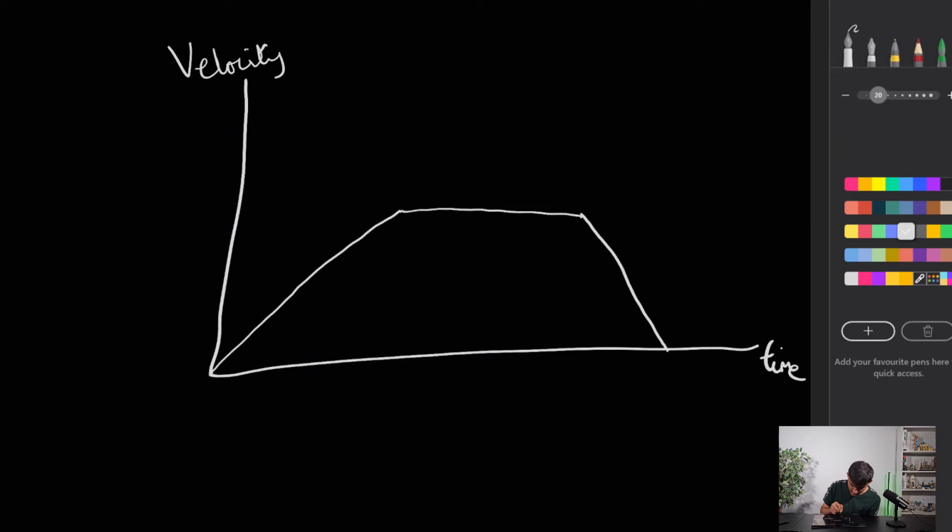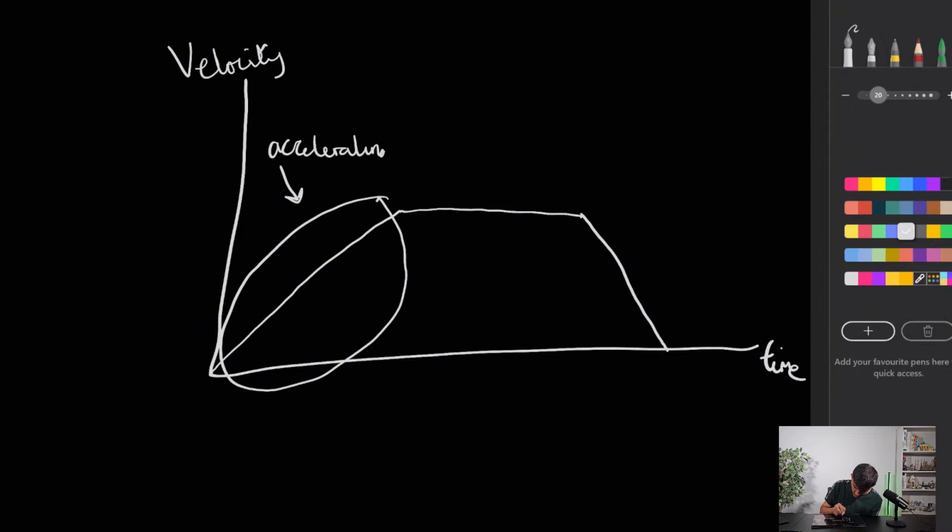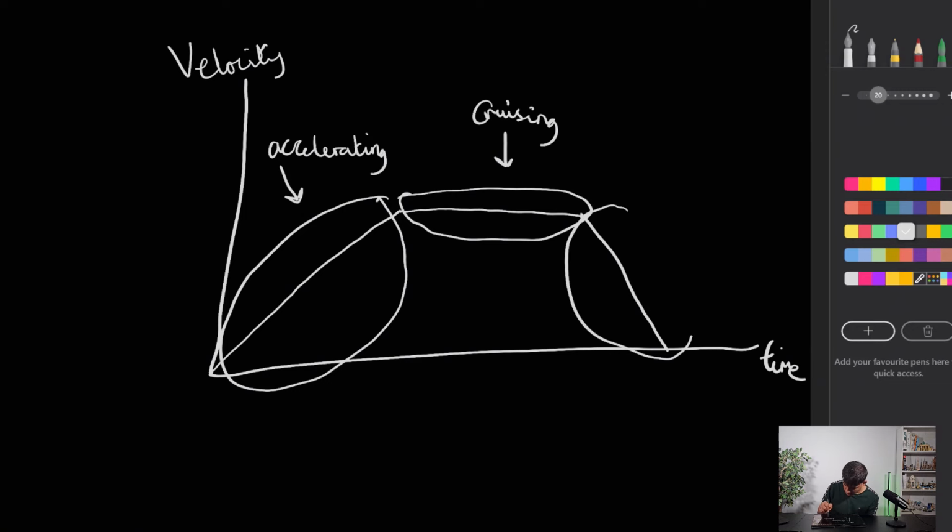So if we just label it, that, accelerating, this is where the car is cruising, and this is where the car is decelerating.